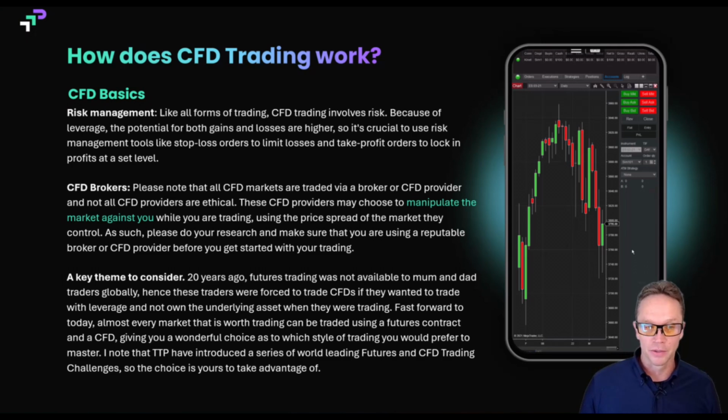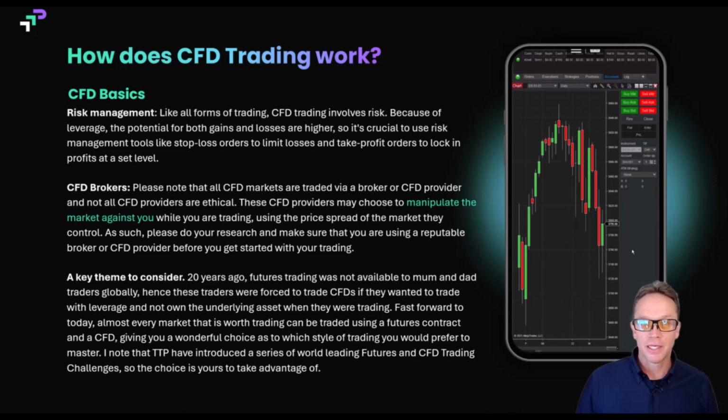Now, please note that if you are going to trade CFDs, you will need to use a CFD broker, otherwise known as a CFD provider. That being said, ladies and gents, I just want to warn you, if I can, that not all CFD markets and not all CFD providers are ethical. CFD providers actually control the price of the market you're trading and may, in time, if they're unethical, choose to manipulate the market against you while you're trading. They use the price spread of the market in order to do this. What it ultimately means, ladies and gents, if you do want to be a CFD trader, please do your research and also make sure that you're using a reputable broker or CFD provider like TTP when you're starting your trading journey.